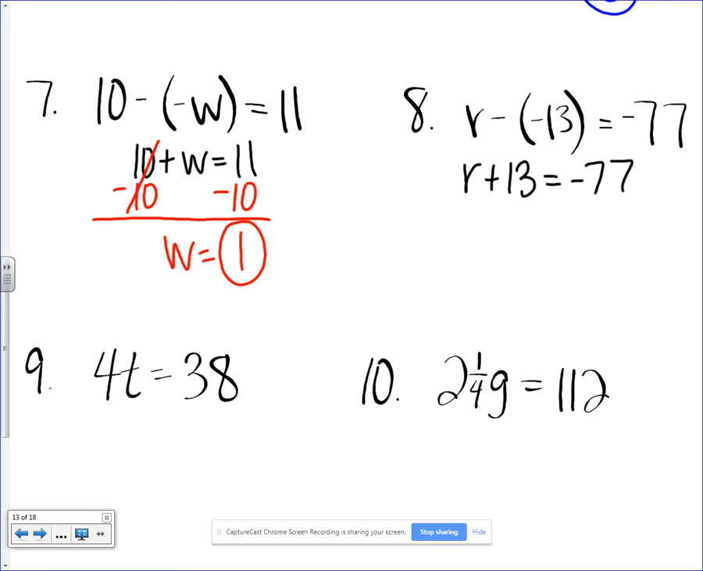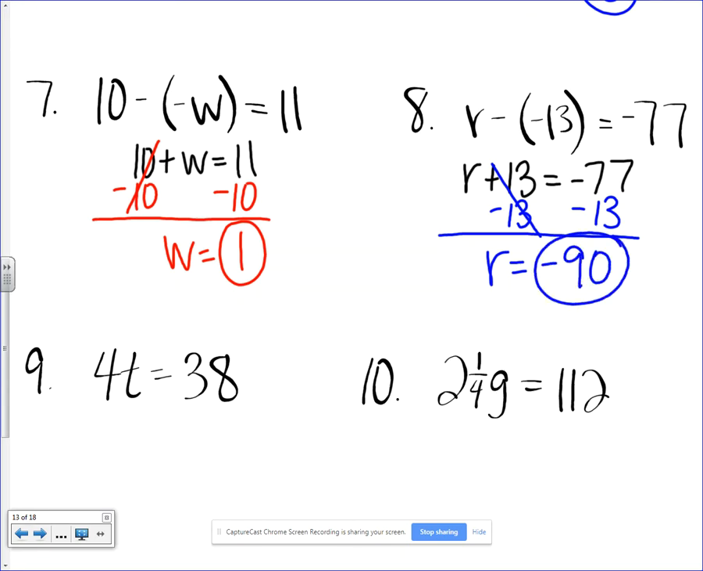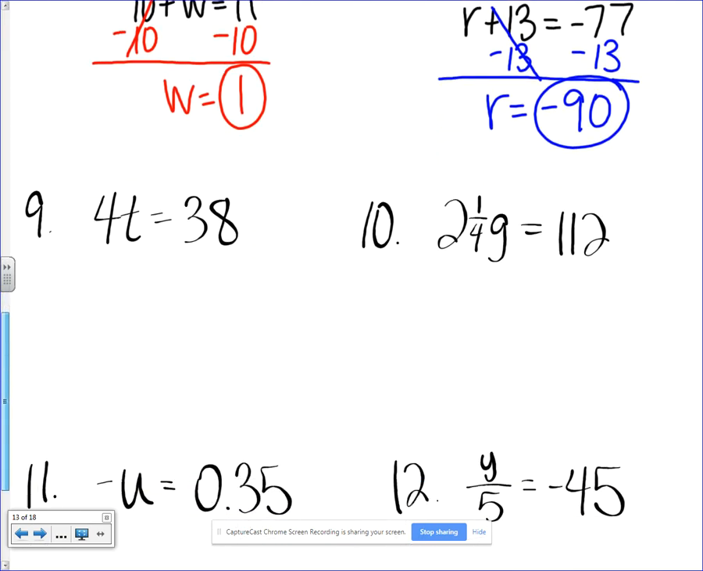I'm going to rewrite it. Now we're going to isolate that R. So calculate what you're going to get on the right-hand side over there, and you should get negative 90. Reminding you that you can take this negative 90, plug it in right there, and when you type that in your calculator, it should give you a negative 77. All right, so all of those problems were adding and subtracting.